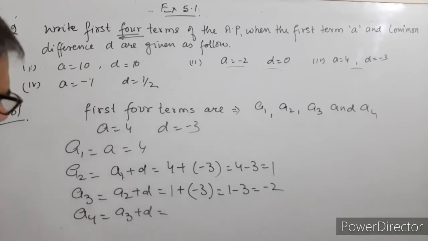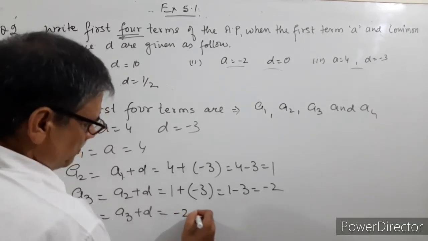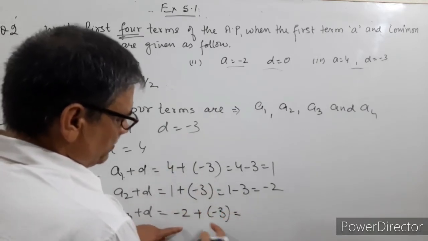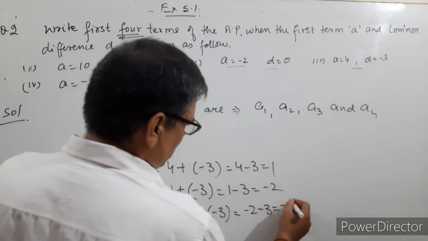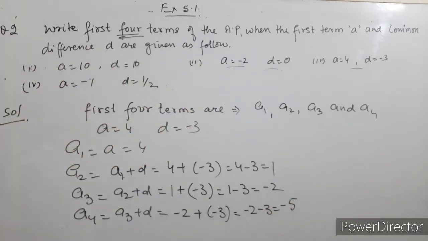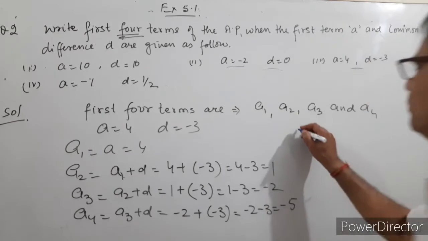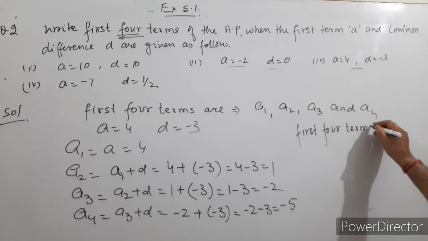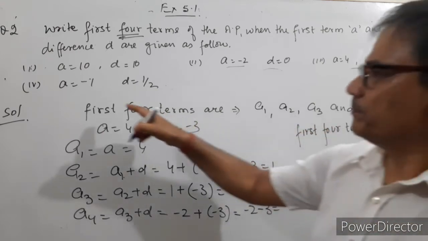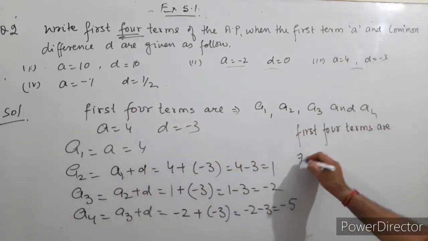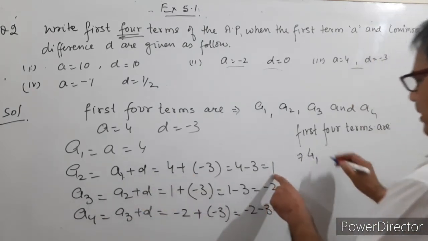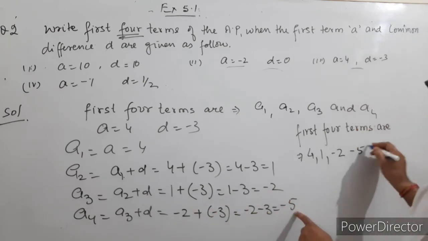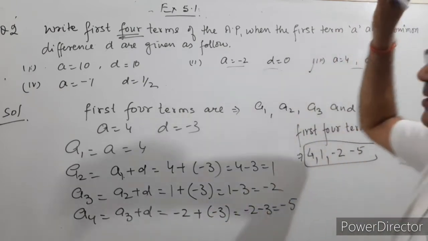Find it out fast. What is A3? A3 is minus 2 plus D. What is D? Minus 3. So minus 2 minus 3 is minus 5. And the first 4 terms, what are the first 4 terms? Here A1 is 4, A2 is 1, A3 is minus 2, A4 is minus 5. These are the first 4 terms of the third part.